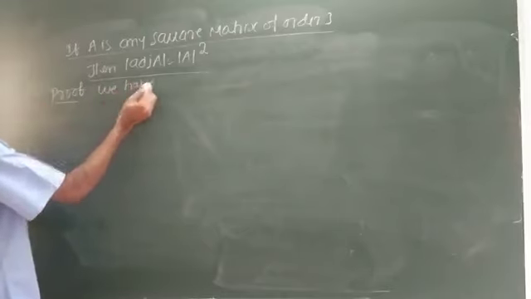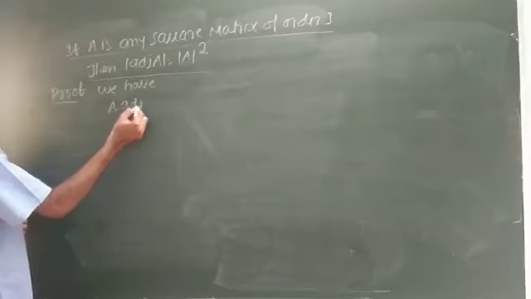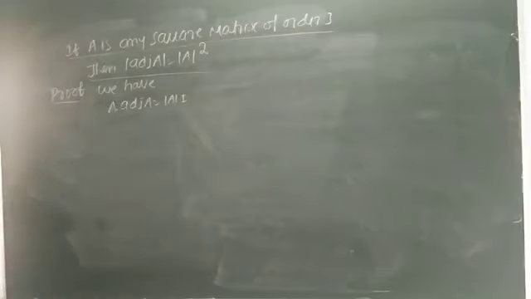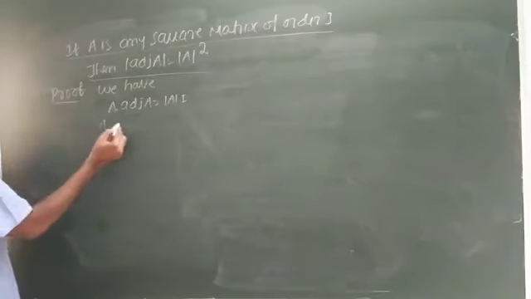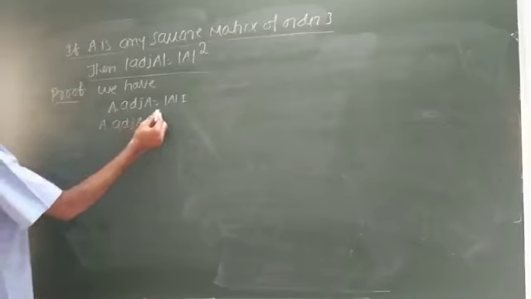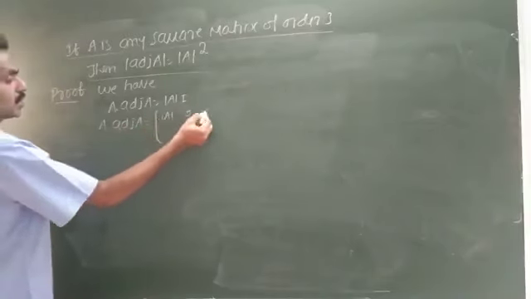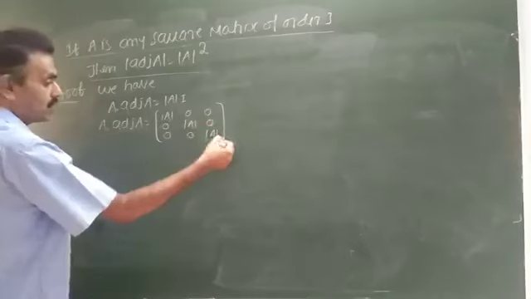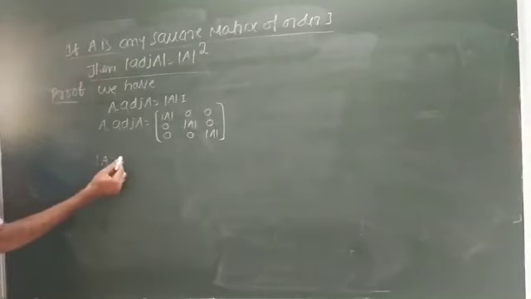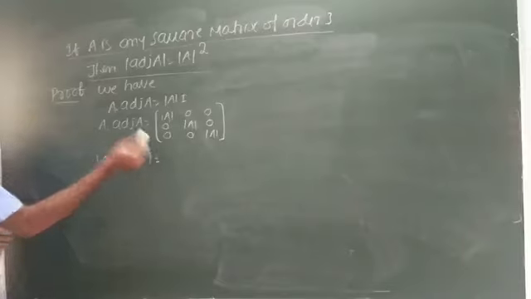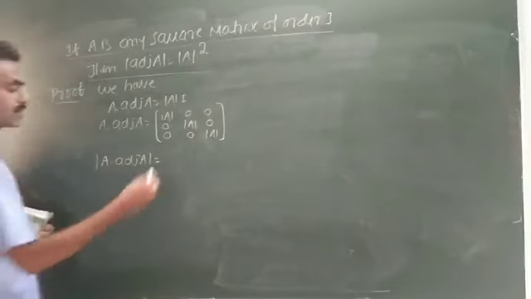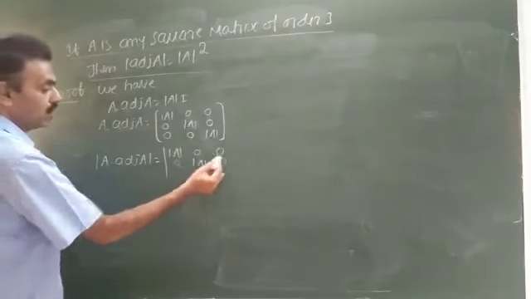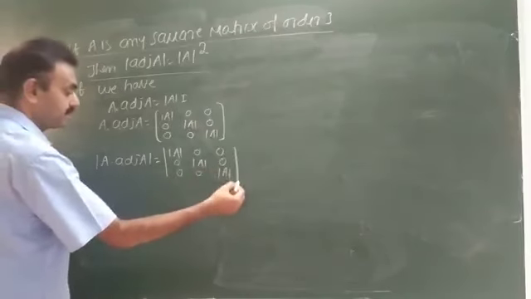We have A into adjoint A is equal to determinant A into I. That's what we have. Now, A into adjoint A will be, what is this? Determinant A 0, 0, 0 determinant A 0, 0, 0 determinant A. That's what we have got. If you take the determinant throughout, what happens? Determinant A 0, 0, 0 determinant A 0, 0, 0 determinant A.